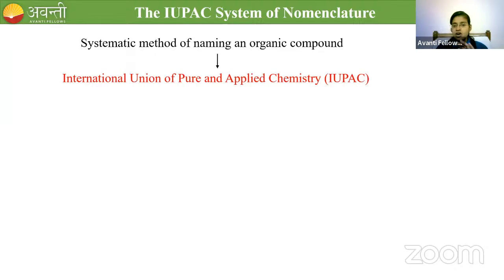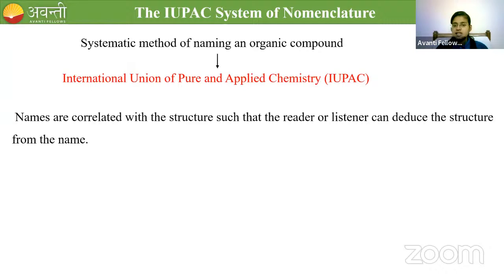The names are correlated with the structure such that the reader or the listener can deduce the structure from the name. If you know the rules of IUPAC and apply them to chemical compounds, just by looking at the name you can find out the structure, or by seeing the structure you can find out the name. This group of people have a set of rules to be followed. We will study those rules in the next slide.